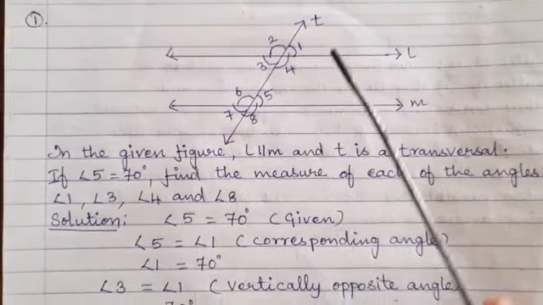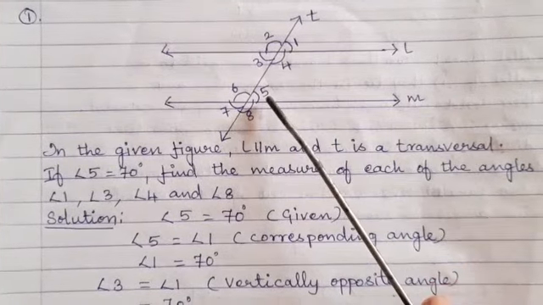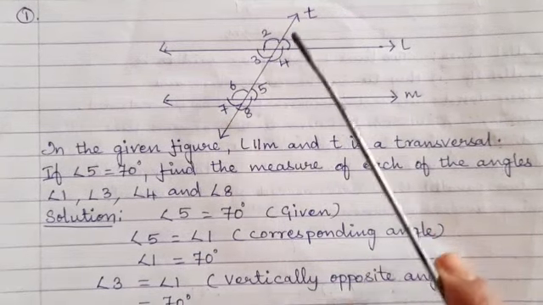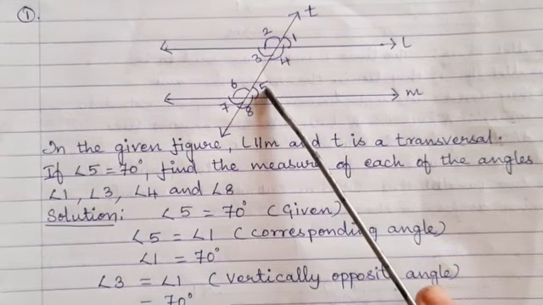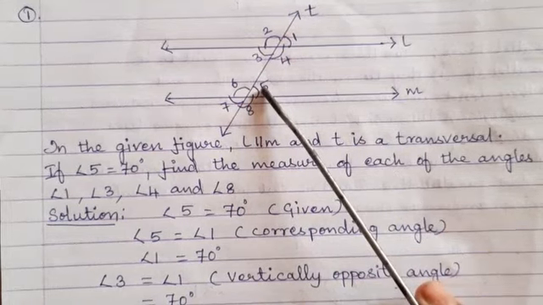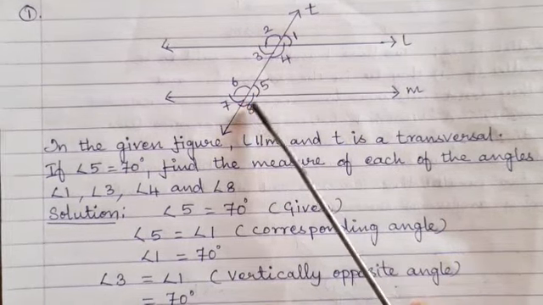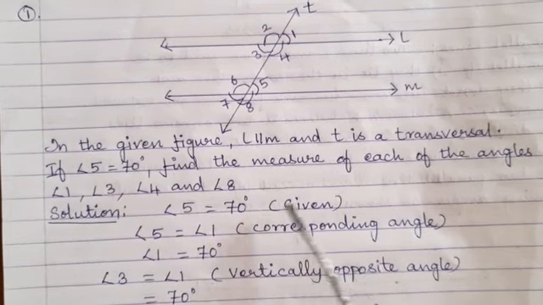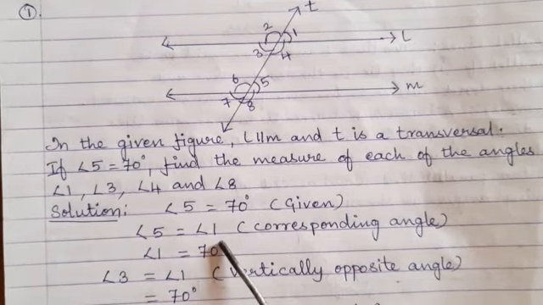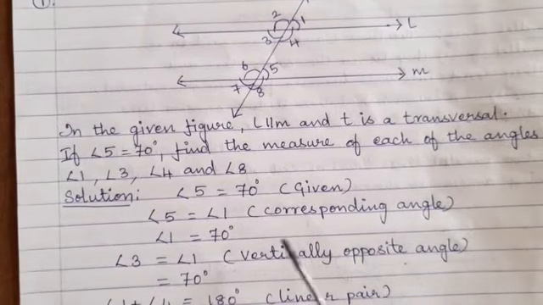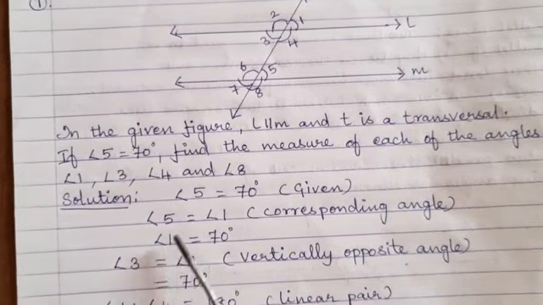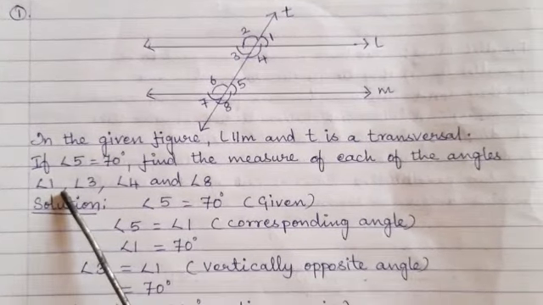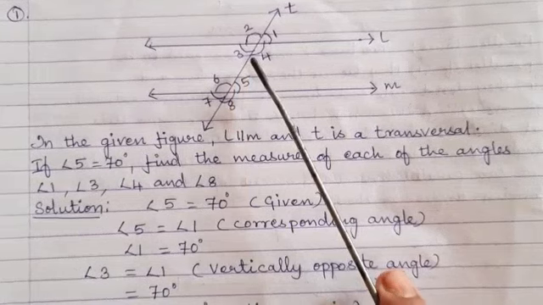Before that, you know that angle 1 and angle 5 are the corresponding angles on the same side of the transversal. One is an exterior angle, the other one is an interior angle. So these two angles must be the same. So angle 1 equals angle 5. Angle 5 is given, that is 70 degrees. So angle 5 equals angle 1, that is corresponding angles. Now you have to write the reason. So angle 1 equals 70 degrees. Number 1 we have found.